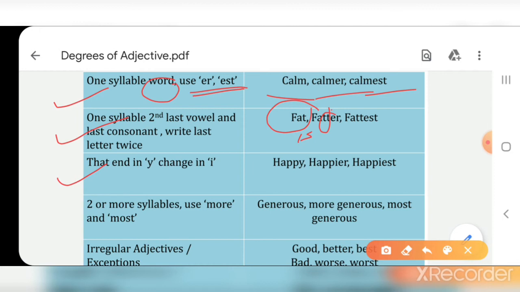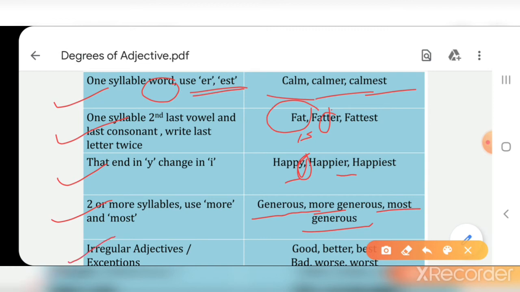Rule number 3 is that words that end in Y change to I. Now here, when there is Y at last and the second last letter is P, that is a consonant, we replace Y with I and then we apply ER and EST. So it becomes IER and IEST. Then rule number 4 is when there are two or more syllables, then we use more and most in comparative and superlative degrees respectively.